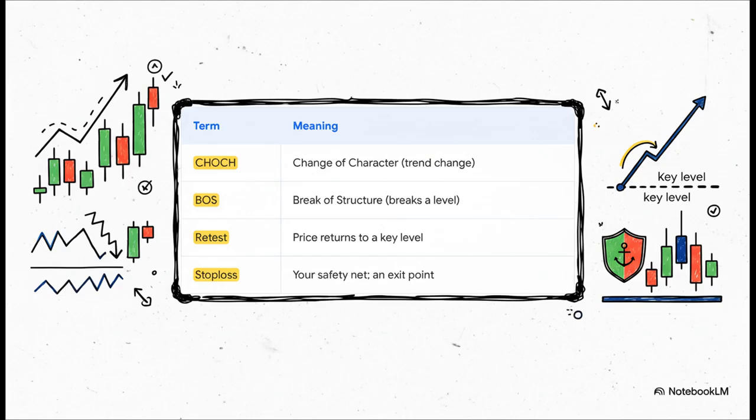And finally, the most important rule of all, the stop loss. This is your eject button, your safety net. It's the point where you say, I was wrong, and you get out to protect your money.